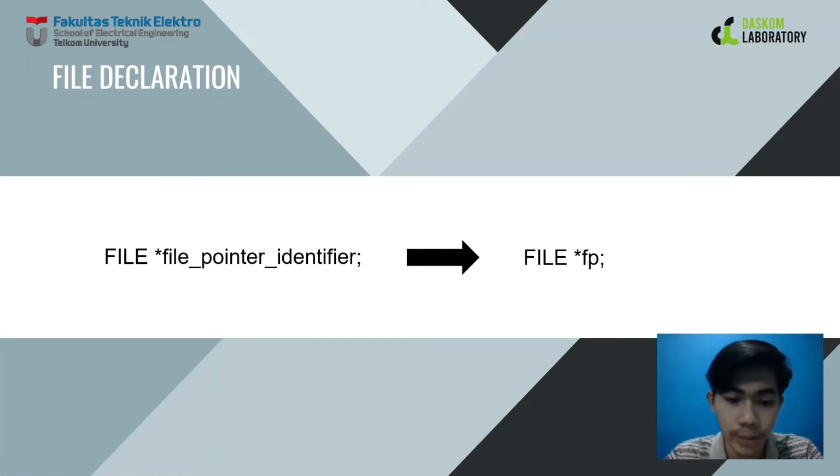The first thing that must be done to get information from the FILE structure is declaring a pointer that will point to the FILE structure. This pointer is called a file pointer. The general form is like this: FILE asterisk file pointer identifier. You can fill in the file pointer identifier with whatever you want. Here for the example: FILE asterisk fp.